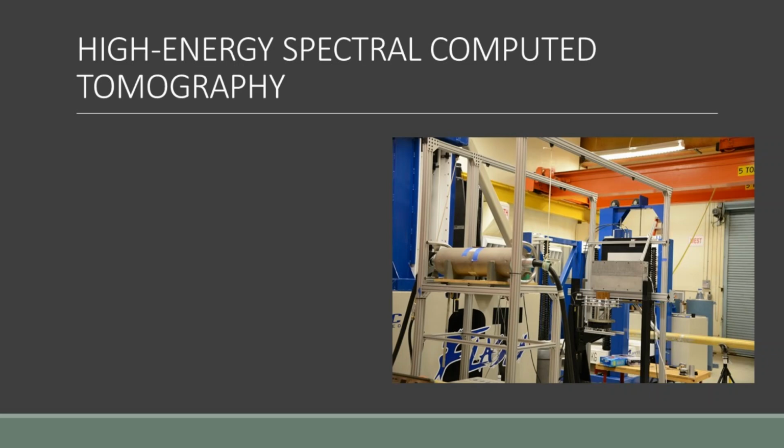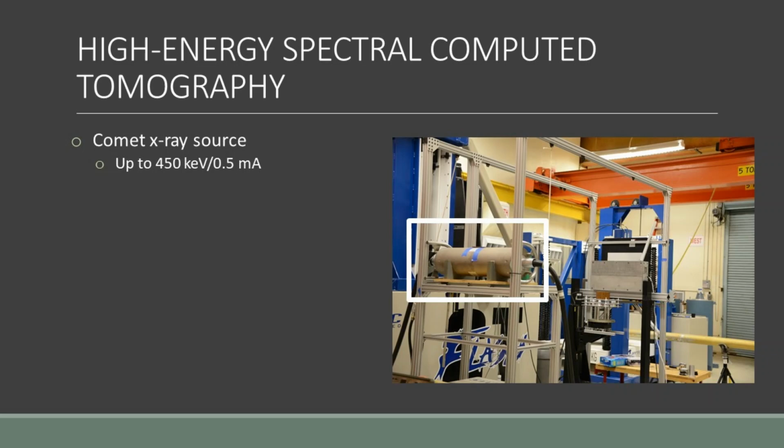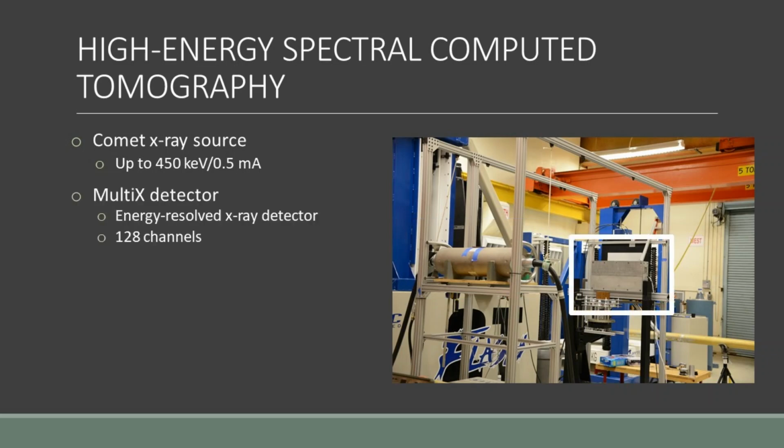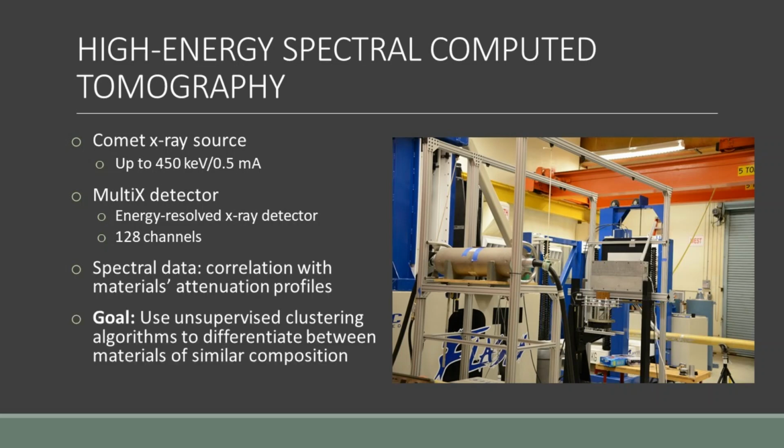I first want to talk about what spectral CT is. The lab I was working in has developed a high-energy spectral CT system that is able to produce energy-resolved data. The system consists of two main components. The first is the X-ray source. This produces high-energy X-rays at a relatively high flux, which means we have higher quality scans. The second part is the detector, which produces the energy-resolved spectral data by binning photons into one of 128 channels based on their energy level. What this means is that every pixel in a scan will have 128 values associated with it. This spectral data has been shown to have a strong potential in material identification.